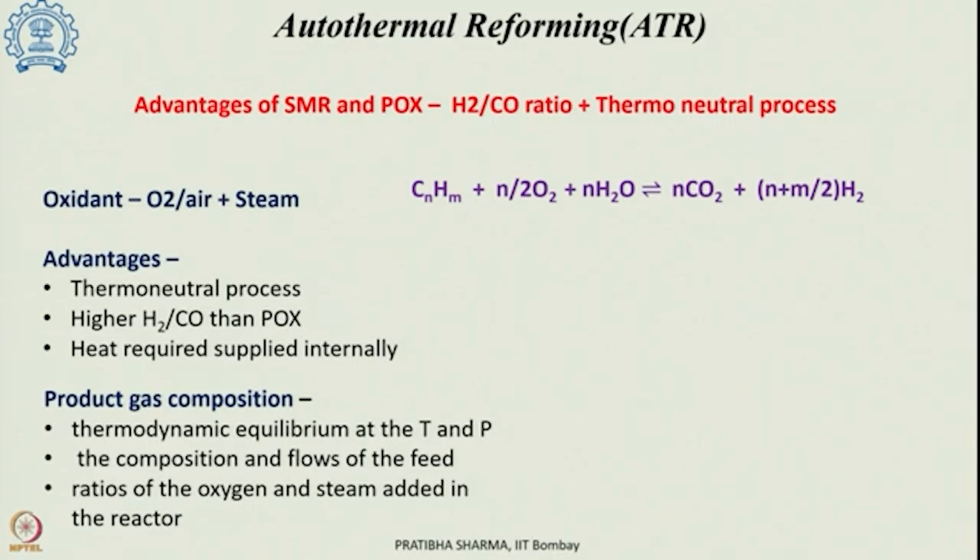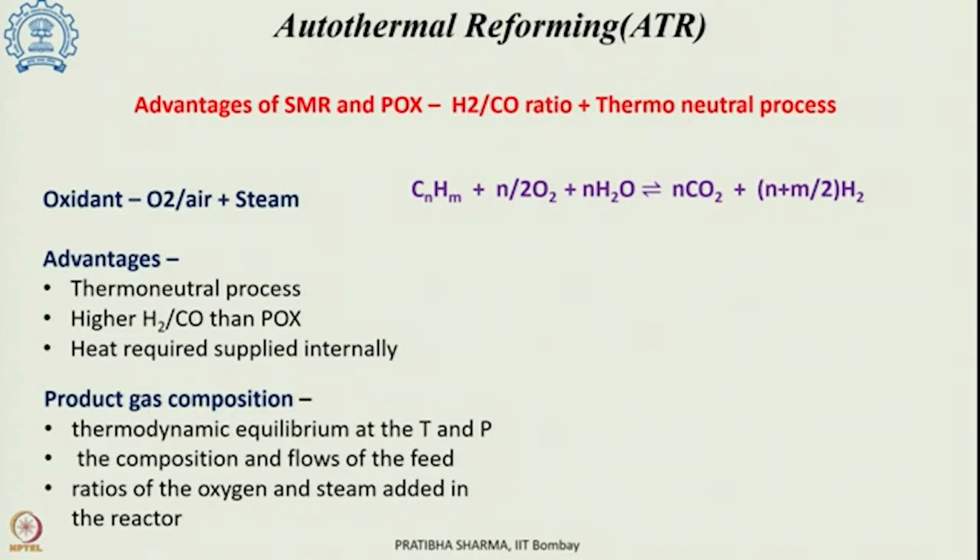as partial oxidation, and it carries the advantages of both. Like steam methane reforming, it has a higher hydrogen to carbon monoxide ratio, but that process was endothermic. So that was a disadvantage, that it required a large amount of fuel for providing the heat of the reaction. Partial oxidation was an exothermic reaction, so no external heating was required, but the process had a lower H2/CO ratio.